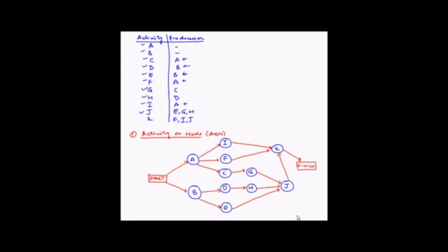So this is the AON representation where the activities are presented on the nodes, and arrows indicate the sequence in which they are to be performed. Now let us look at an activity on ARC network diagram for these activities.